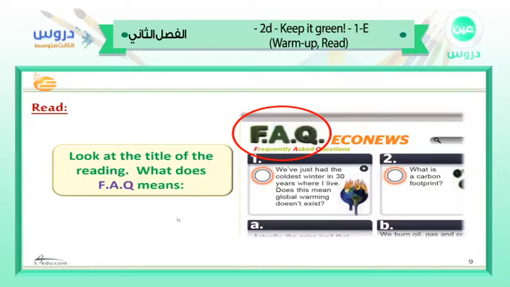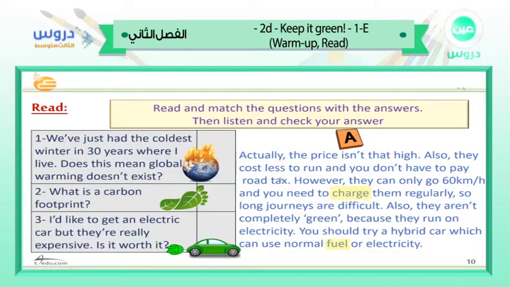An article about questions asked about the environment. Okay, how do you know it's about the environment? Because of the word eco news. Anything that deals with the ecosystem, it means we're speaking about the world.